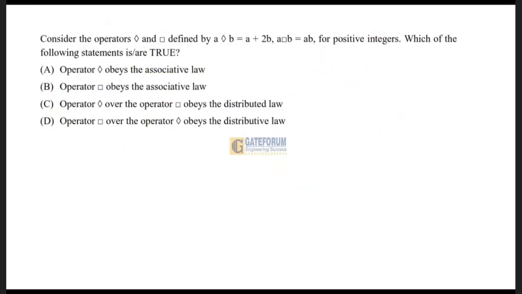The following question was asked as a simple law type question from discrete mathematics for 2 marks, and the question is: consider the operators, where one operator is given like a diamond shape, and the other operator is given like a rectangular shape, defined by a few rules. The rule is a diamond b equals a plus 2b and a rectangle b equals ab. For positive integers, which one of the following statements is/are true?